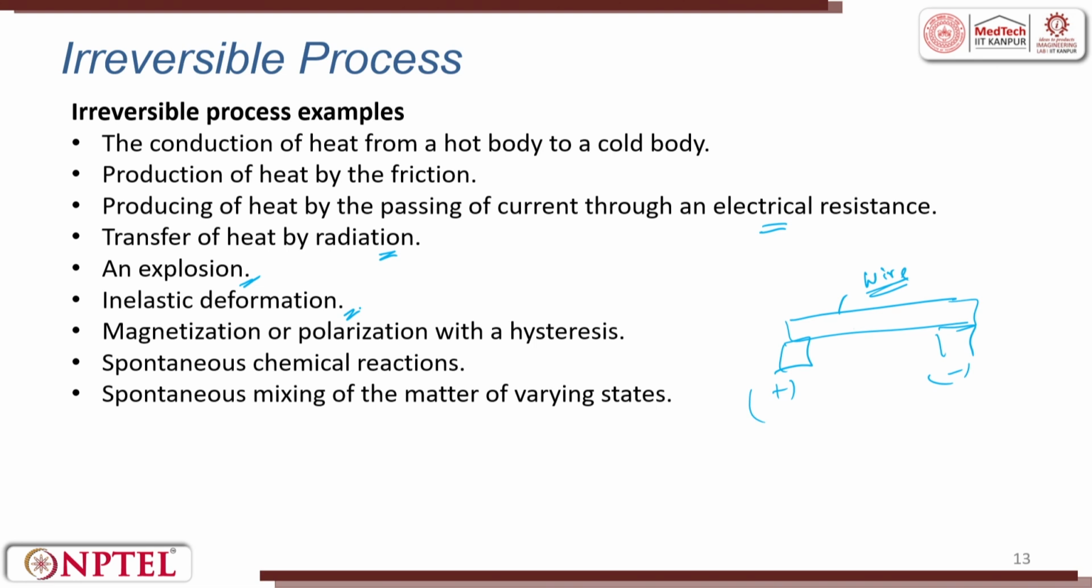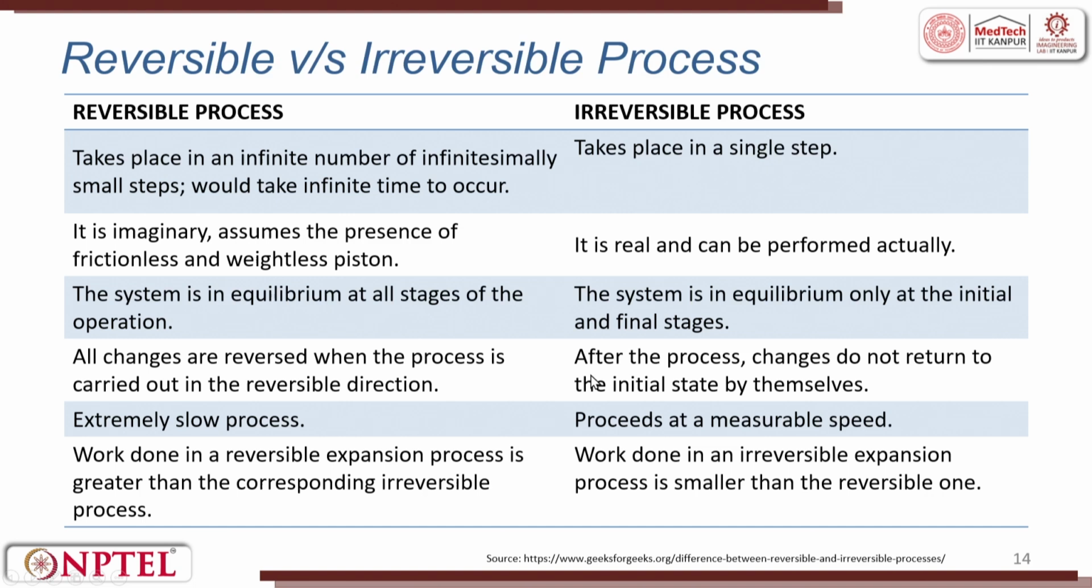Inelastic deformation, then magnetization or polarization with a hysteresis, then spontaneous chemical reaction, then spontaneous mixing of matter of various states. An explosion and a spontaneous chemical reaction are the same. For example, you drop sugar in a liquid, it tries to dissolve. So, a spontaneous chemical reaction can happen, and spontaneous mixing of matter of various states is also there. These are some examples of irreversible processes. Now it is very clear that in reality only irreversible processes exist. So, now let us try to distinguish the reversible and irreversible processes.